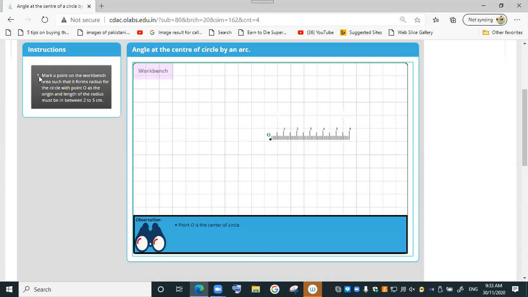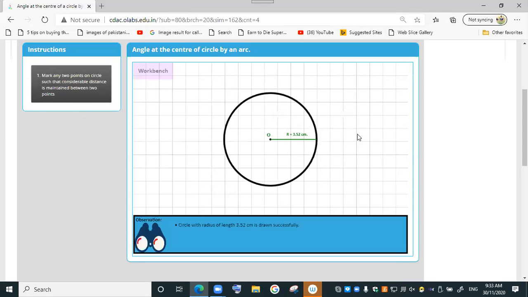Okay. So on the left side you will always find the instructions on what to do. Make a point on the workbench area such that it forms the radius for the circle with the point O as the origin, and the length of the radius must be between 2 and 5. Anywhere you click between 2 and 5, you will get a circle of this radius.